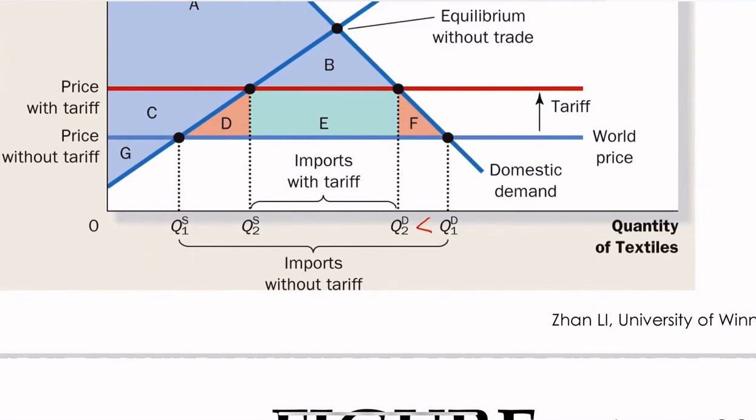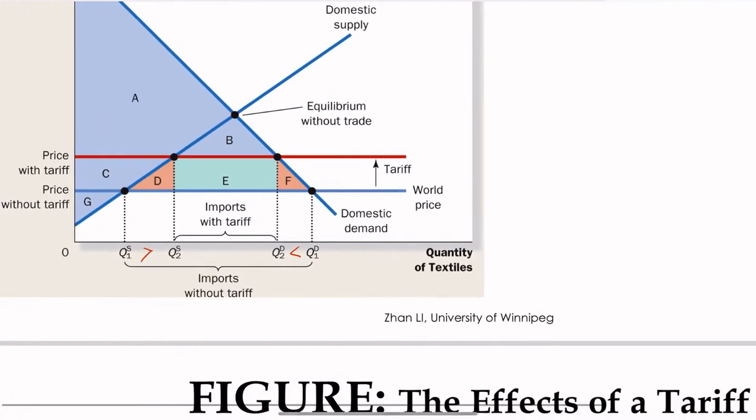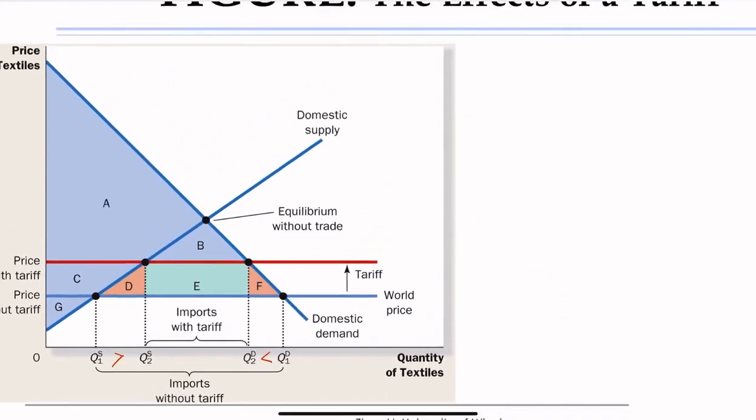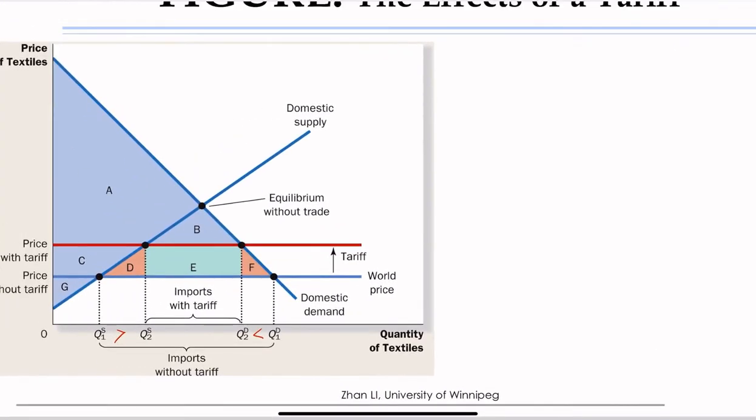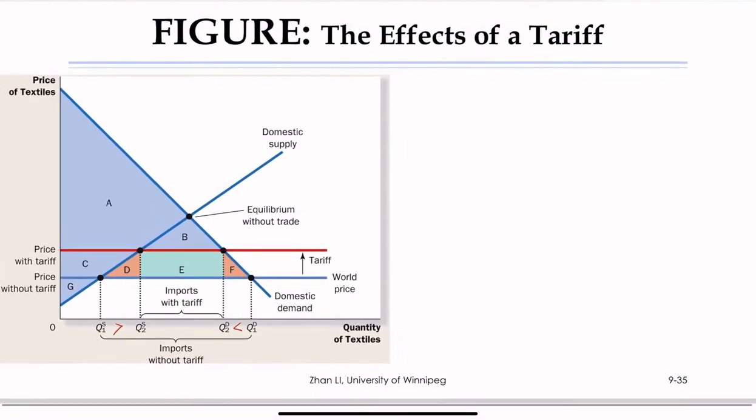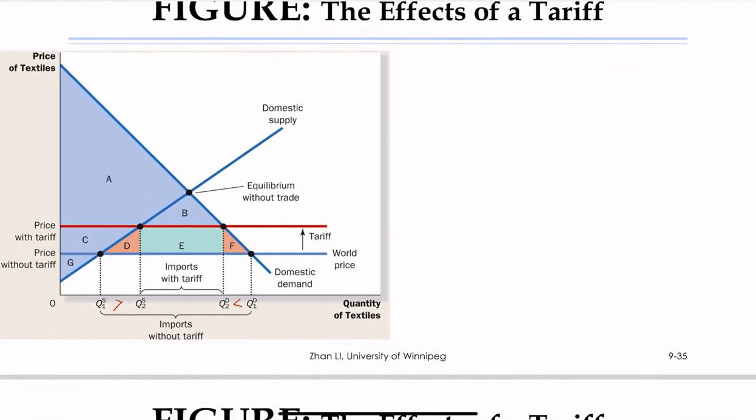So Q2D is actually smaller compared with Q1D, and Q2S is larger than Q1S. So you can see that with a tariff, quantity imported would be smaller. Right? Okay, so we have discussed price and quantity. So let's talk about the important question: how consumer surplus and producer surplus would change because of the tariff.